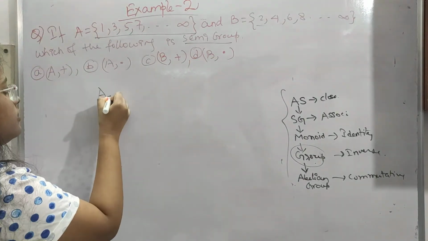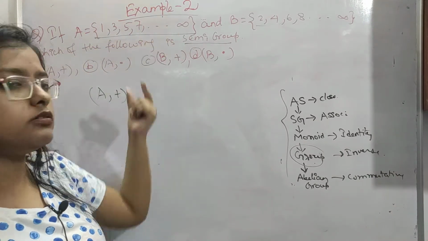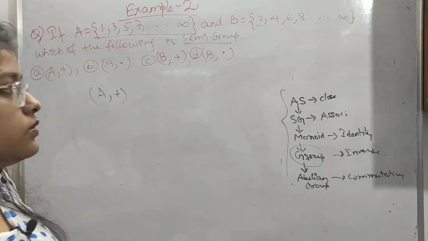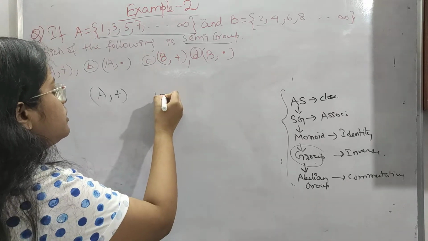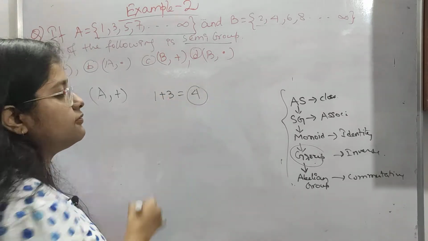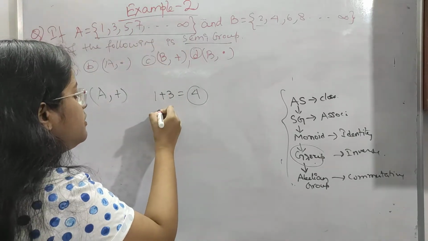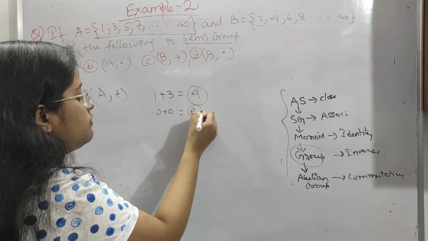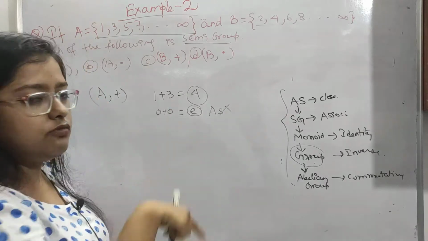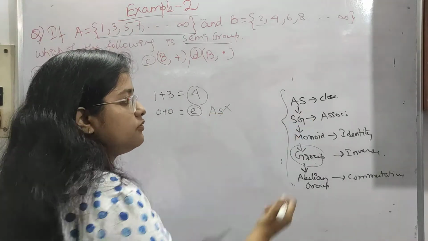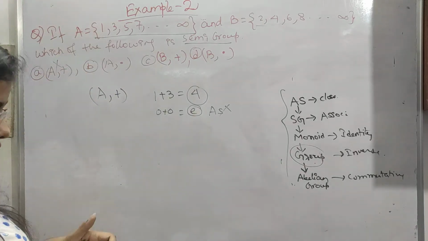First thing, A plus. Okay, so A is the set containing odd integers. Here if we add, let's see, 1 plus 3, it is turning up as 4, but 4 is not present here, because all the numbers are odd. So odd plus odd can give you even, and even is not present here. So this is not an algebraic structure. If it is not an algebraic structure, it will not be a semi group also. So this is not our semi group.